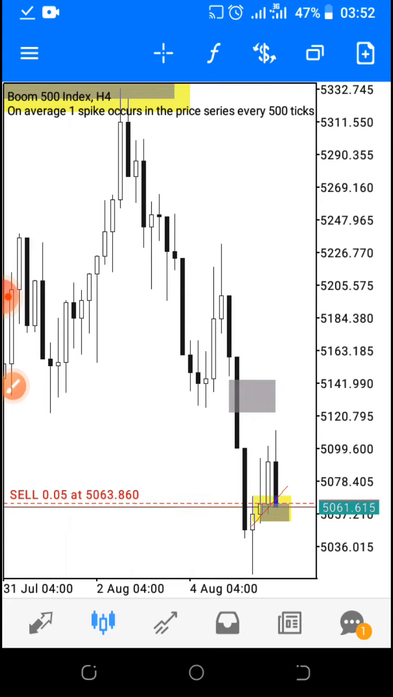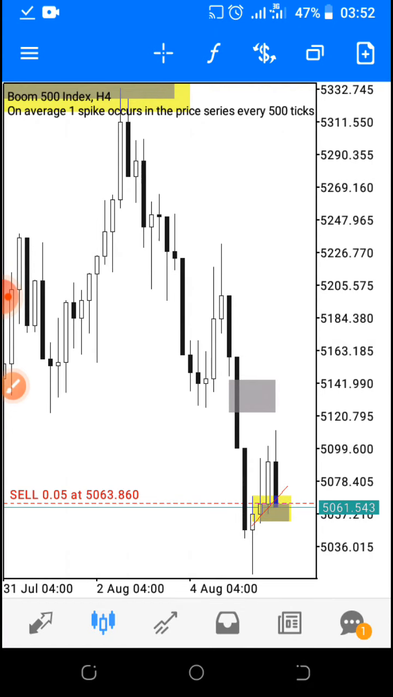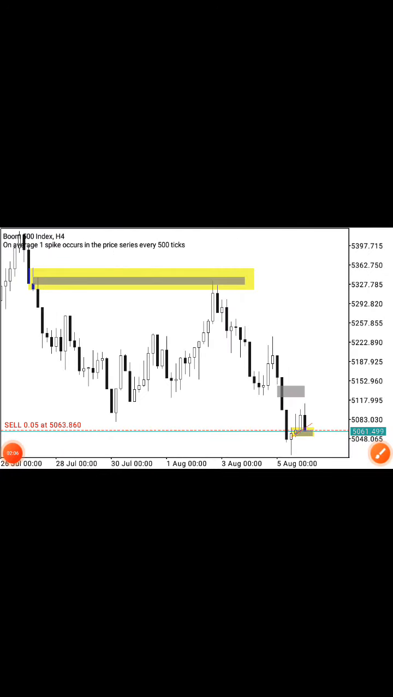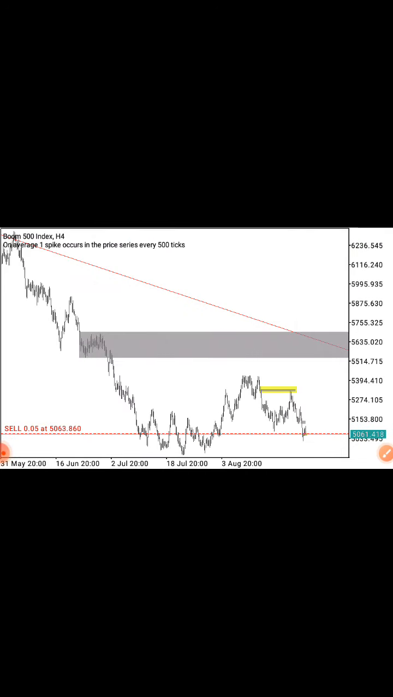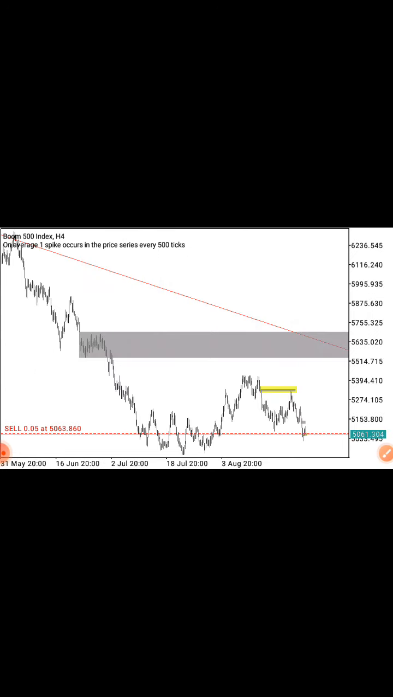One of which is that demo was made for traders, precisely newbies, to acquaint oneself with the trading environment. Now, if you look at this particular chart, this is a Boom 500 chart, my favorite asset in synthetic indices.